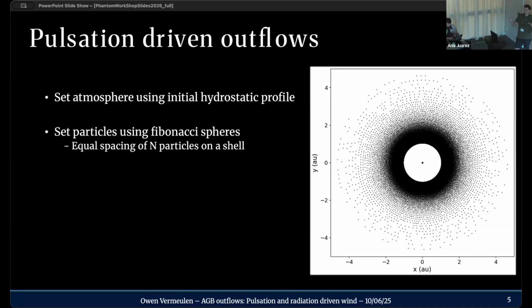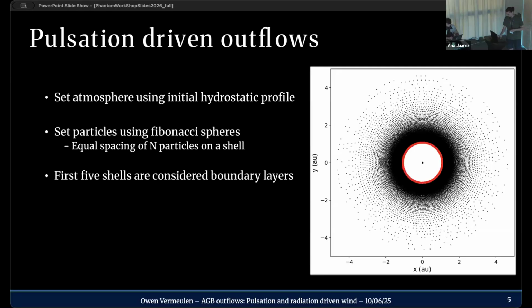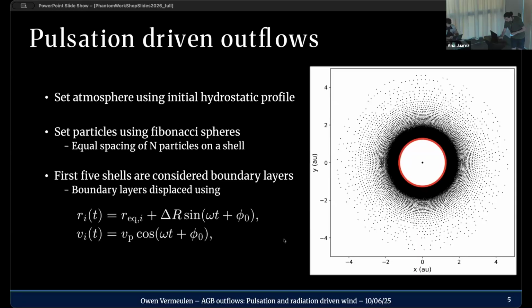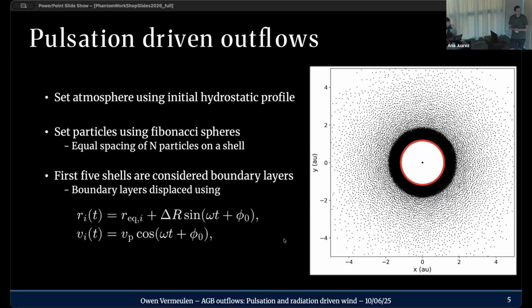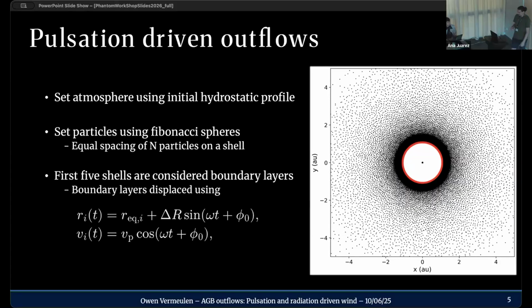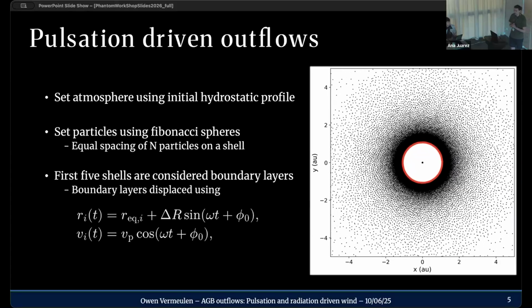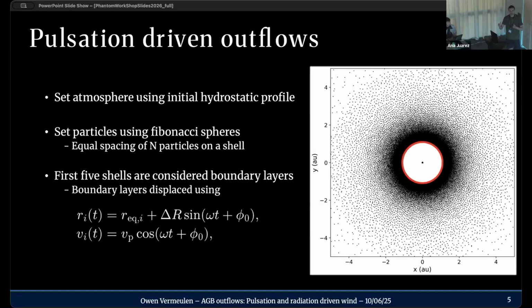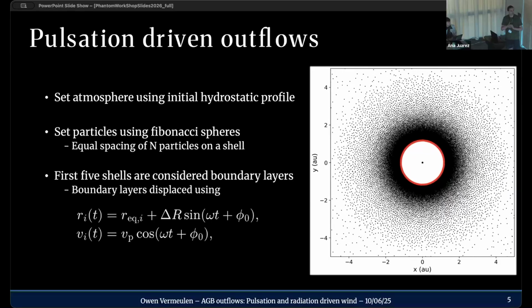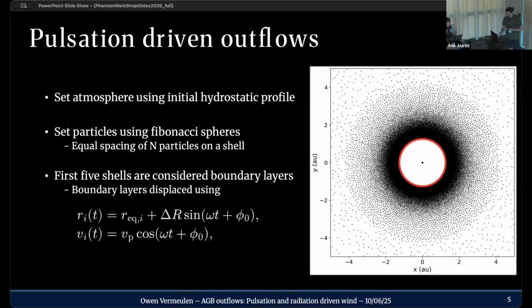We then build this on top of boundary layers. We assume the first 5 shells to be boundary layers, shown in red, and we let these boundary layers oscillate using a simple sinusoidal motion. Then what you get out is something that looks like this. It's a bit more smooth on my screen, but you get the idea. Now we do not artificially balance gravity anymore, so particles are decelerated and fall back, but then they interact again with the pulsation. This way we can now drive an outflow.